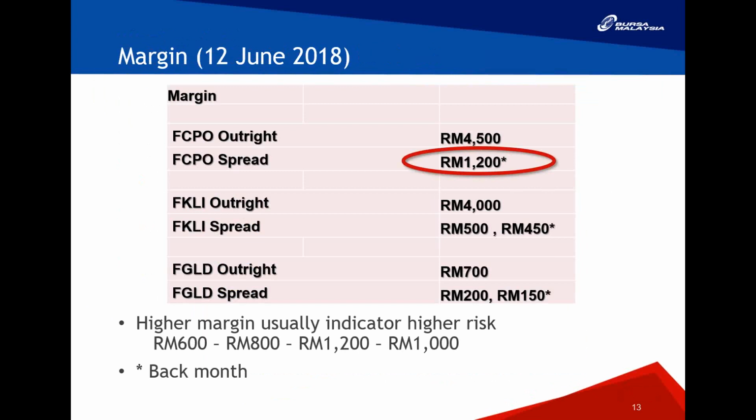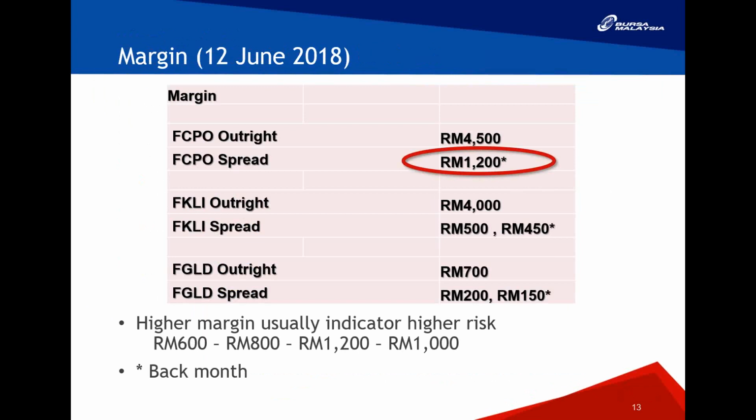From 1,000 it increased to 1,002 starting from the 12th of June, which is this month. And outright is still maintained at 4,500. Outright is one contract, which means every single contract you go in, you need to have 4,500 to maintain the contract, which we call the maintenance margin.